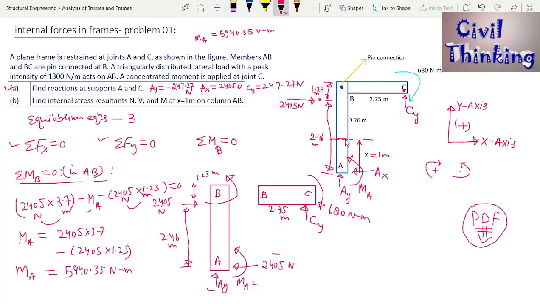Here we have to find N, V and M. What is N? N is the normal force. V means the shear force. And M, here is also going to be some moment. Anyways, don't worry, I will draw a clean diagram. Now the question is to find internal stress resultants on the column. It means we will just need this diagram, we don't need this beam diagram. So let me erase everything, and after that let me find N, V and M.